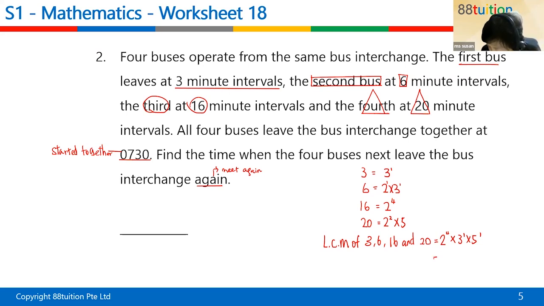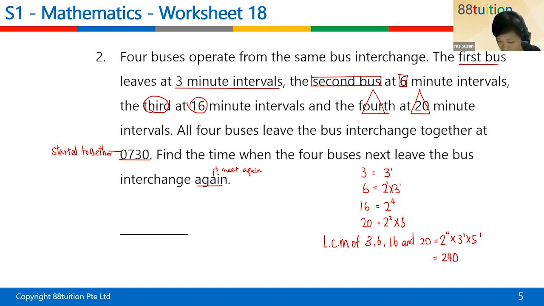So therefore, what you can do is 2 to the power of 4, get down to the whole value. So 2 to the power of 4, you will get times 3, and by 5, you get 240. So 240 meaning at the next 240 minutes from the 7:30, they will get to meet again.